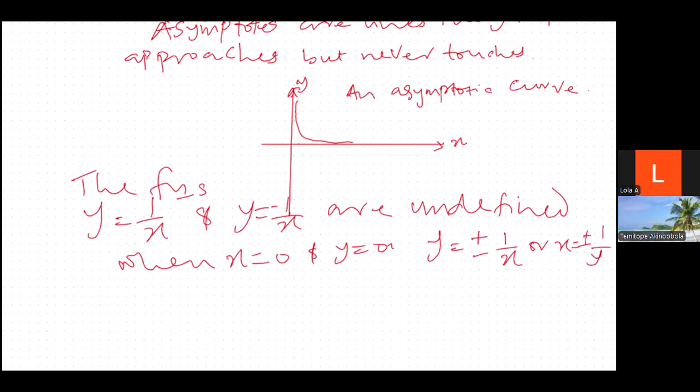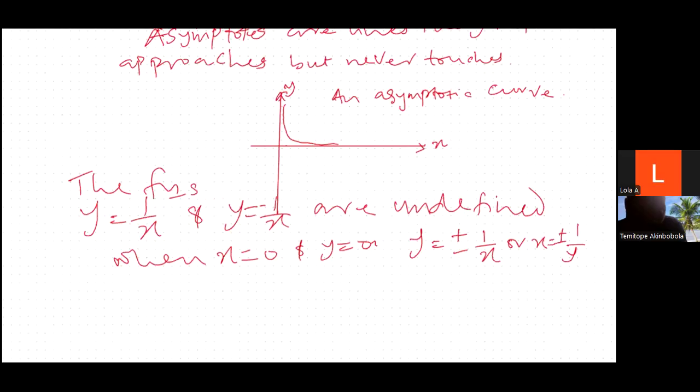Do you agree with that? Yes, sir. So I can as well do that. So that's why we can claim that when x is 0 or when y is 0, both are undefined. So let me write this down for you so that you pencil it down.